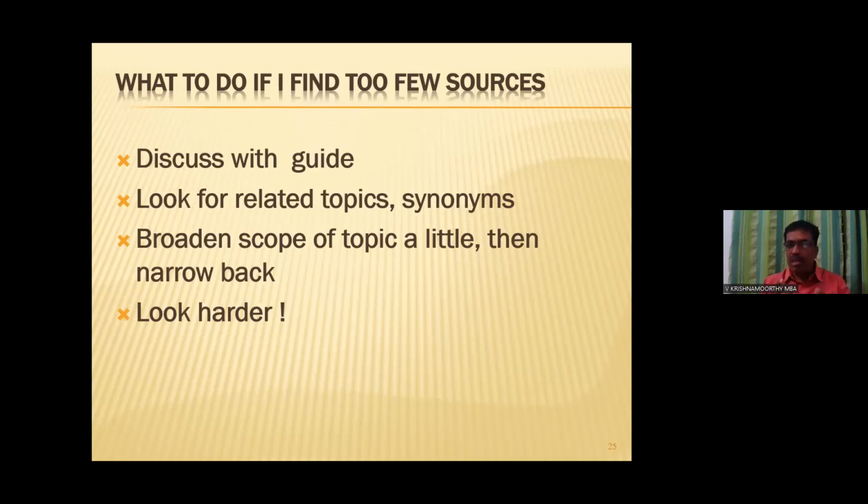For example, you would like to do research on service quality of the bank. Just imagine you find only few sources. Now you can also broaden the scope. You can also collect review paper or research paper from hotel, hospital, airline, ship. You can also get some idea. Similarly, you can also broaden the topic little. If your topic is very narrow, there is a problem. You can also broaden.